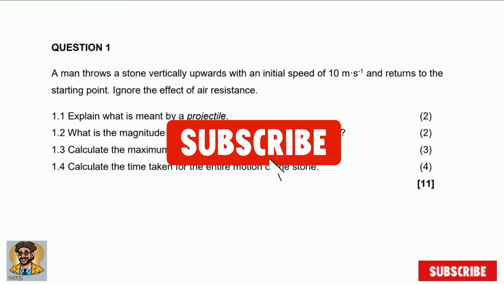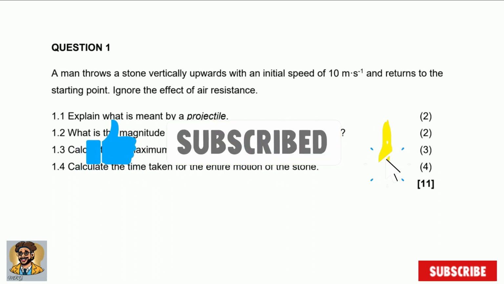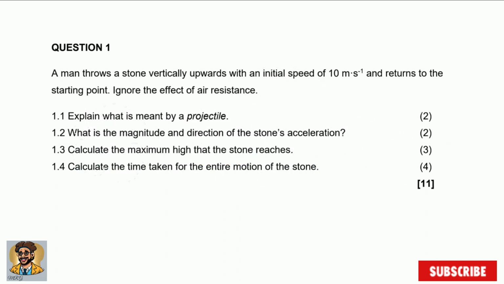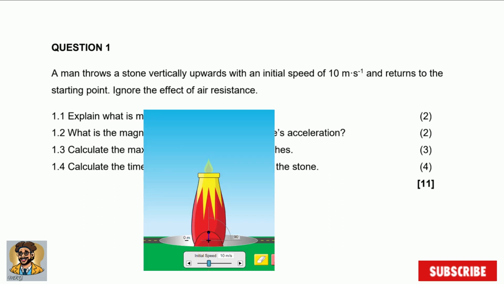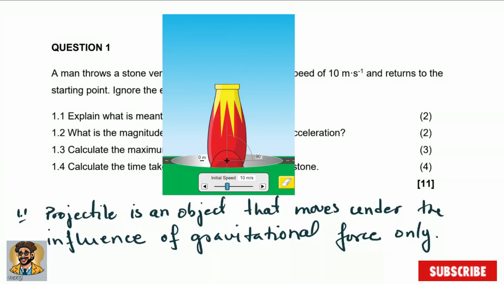This is a question related to projectile and is basically for grade 12. The question says a man throws a stone vertically upward with an initial speed of 10 meters per second and it returns to the starting point. Ignore the effect of air resistance. Explain what is meant by projectile.